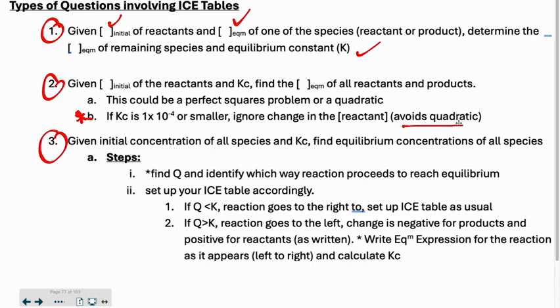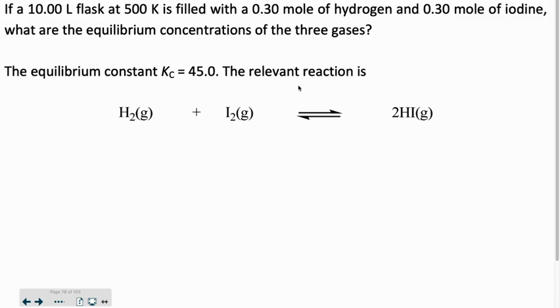And you will see that this will avoid a quadratic. Let's take a look at an example here. It says here, a 10-liter flask at 500 Kelvin is filled with 0.3 mole of hydrogen and 0.3 mole of iodine. What are the equilibrium concentrations of all three gases? So here is my equation here.